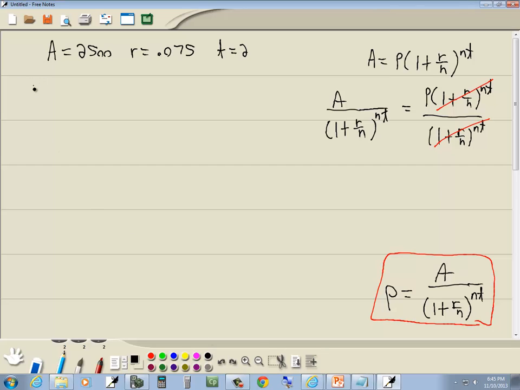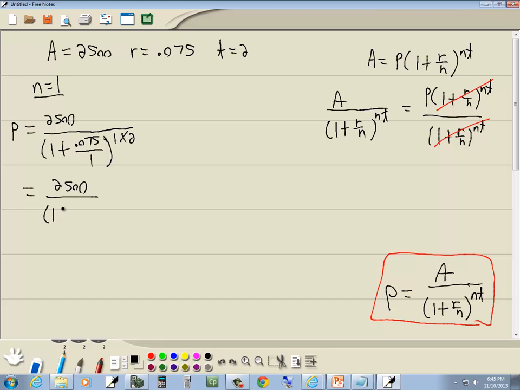Now our first one wants us to find when N is equal to 1. So plug in everything we're given. We're told A is 2,500, so put 2,500 in for A, over 1 plus R, which is 0.075, divide by N, which is 1 in this part, raise the NT power, which would be 1 times 2. So that's going to give us 2,500 over 1 plus 0.075, raise the 1 times 2 power, which is 2.